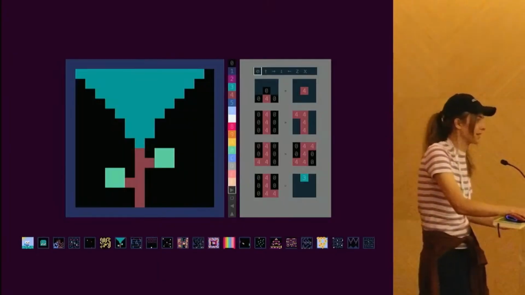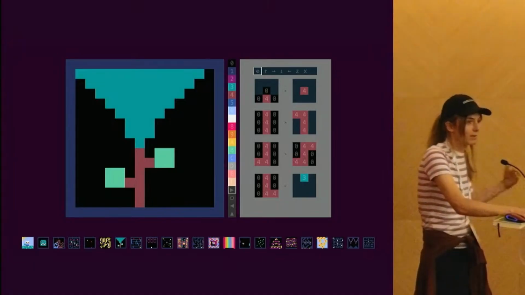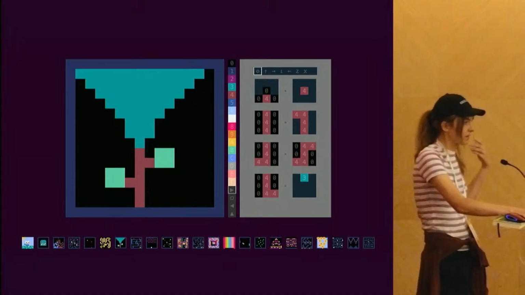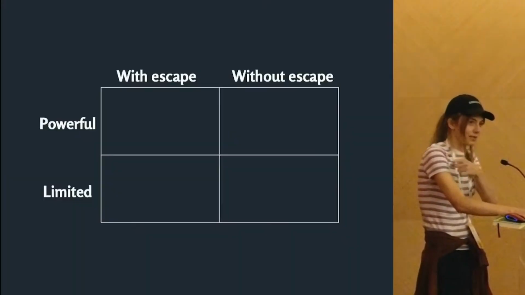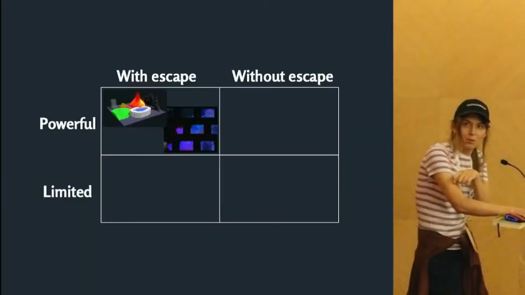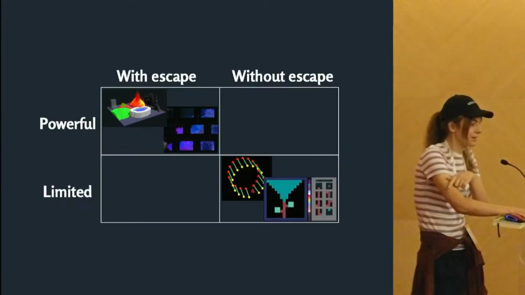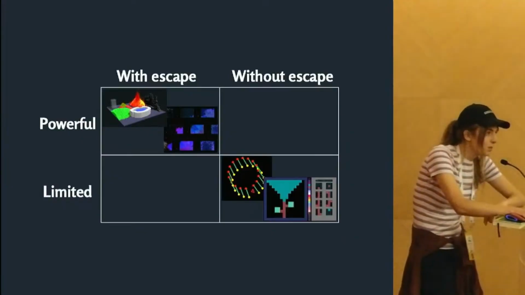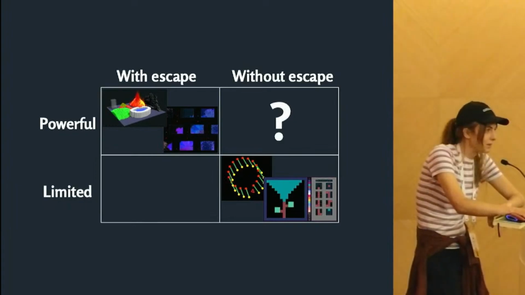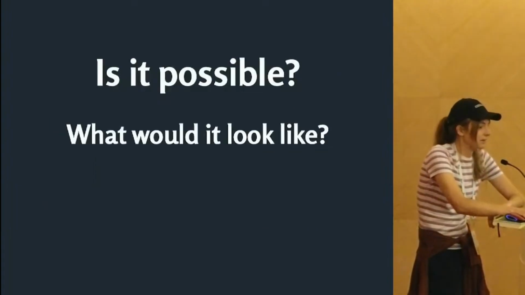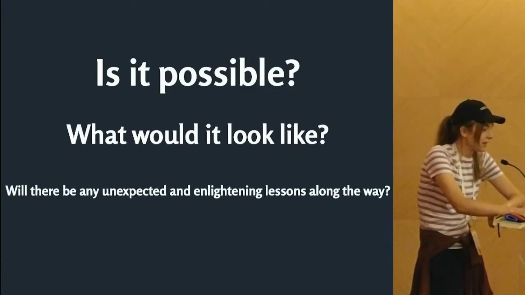I mean, Color Code doesn't have any escape hatches, but it's more limited. You know, that's intentional. It's part of its design. It's part of its beauty. But is that really our choice, right? Powerful with escape, or limited without escape. Could we make something that's powerful without escape? Is it possible? What would it look like? Will there be any unexpected and enlightening lessons along the way?